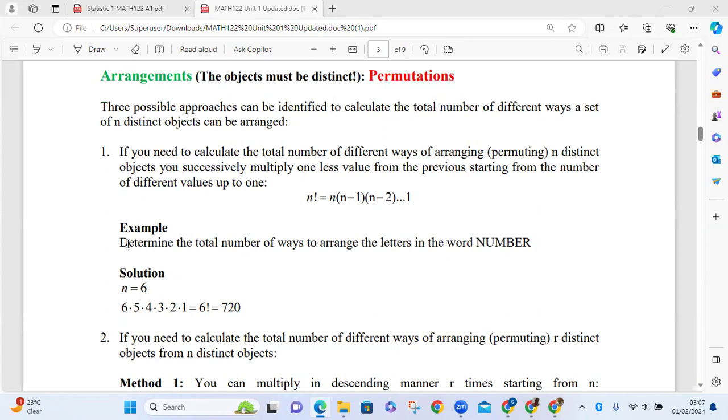Now, for example, determine the total number of ways to arrange the letters in the word NUMBER. So you've got 6 distinct letters. So you can do 6 times 5 times 4 times 3 times 2 times 1, which is called 6 factorial, which is 720.